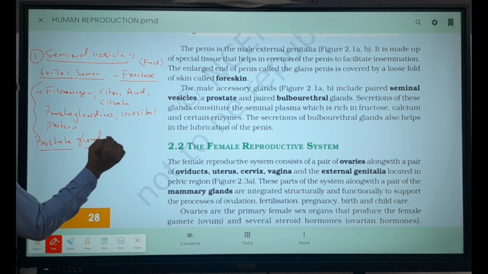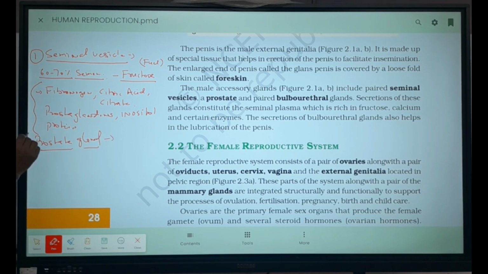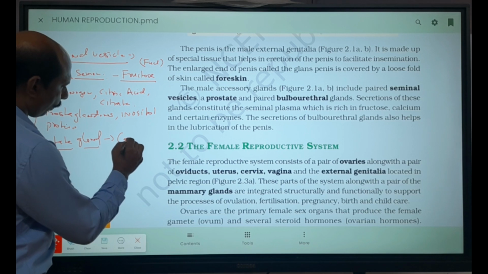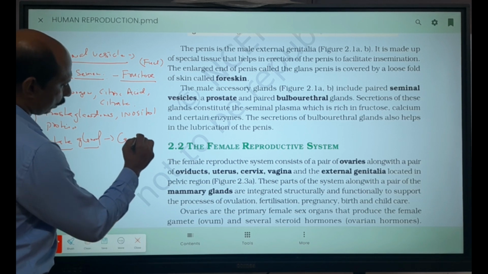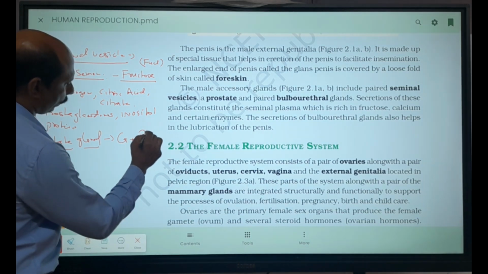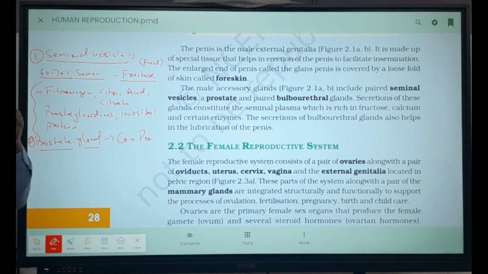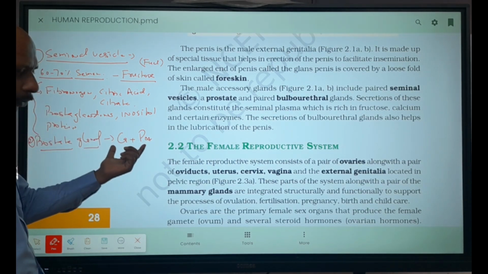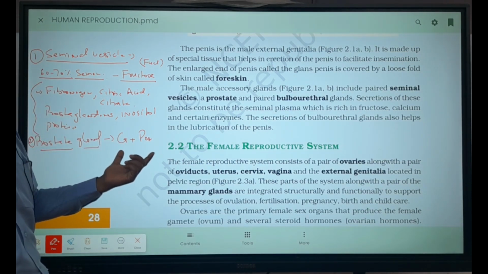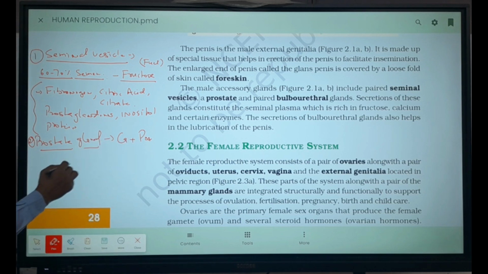Prostate gland, it is also important. This is our second, right? So it secretes calcium and phosphorus, right? Calcium and phosphorus. And these calcium and phosphorus, they are responsible for the energy and for the motility of the sperms, right? Another thing here is citric acid.